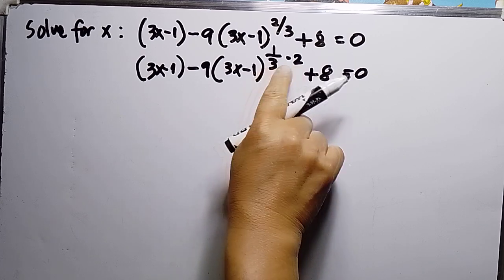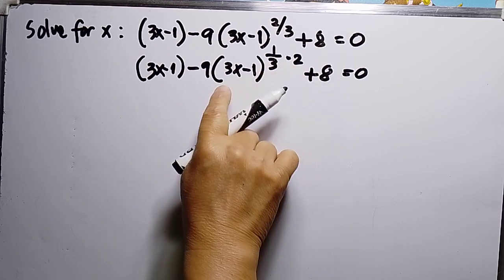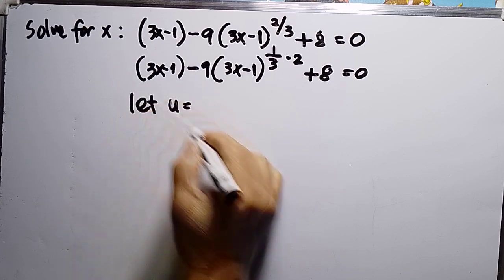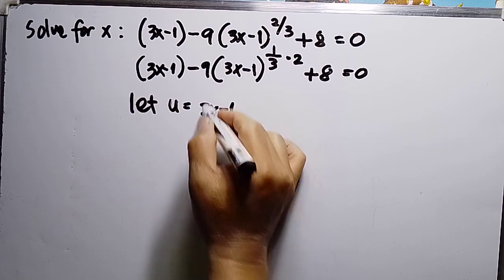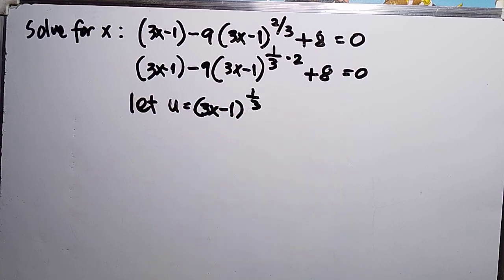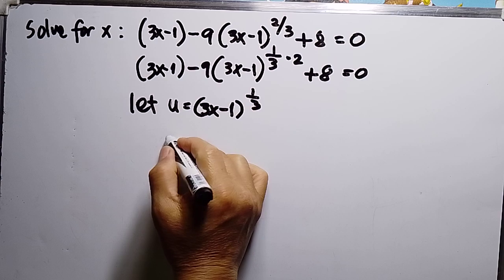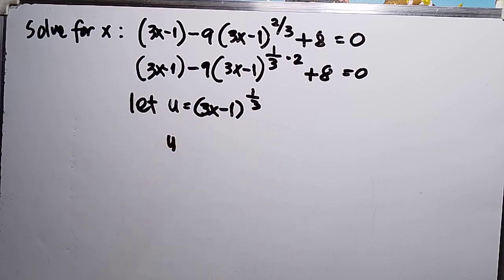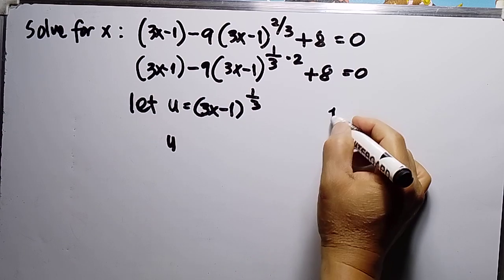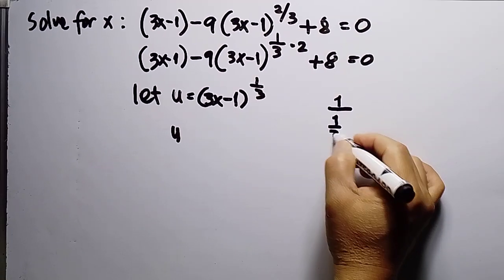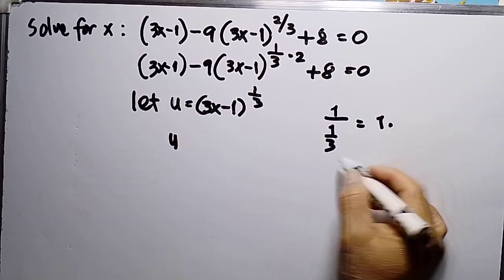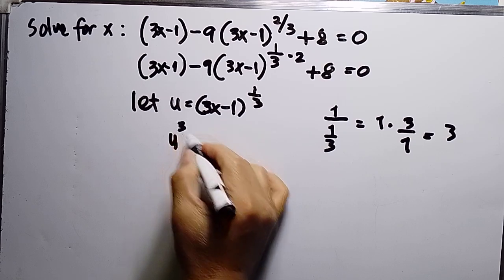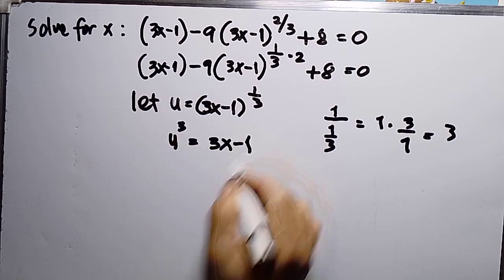The reason why I simplify the exponent is because I need to assume that the 3x minus 1 raised to the 1/3 will be my u. So let u is equal to (3x minus 1) to the power of 1 over 3. Okay, so I need to transpose the exponent to the left. Take note, if we transpose the exponent to the left, we just take the reciprocal, and then I have 3 over 1, or this will be equal to 3. So therefore, this is u cubed, equal to 3x minus 1.